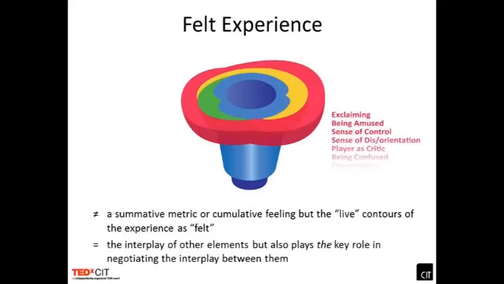What's key to my mind is felt experience. So in that category were first order codes like exclaiming, being amused, references to their sense of control, their sense of disorientation. Player as critic referred to points in the game where they might have said, oh, this game is hopeless, it's not working properly, that kind of thing. It's not a summative metric, though. It's not how you felt about the game as a whole. It is essentially the live contours, the live and dynamic experience as felt.